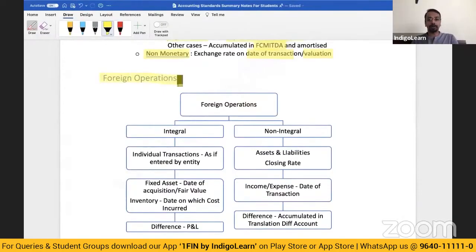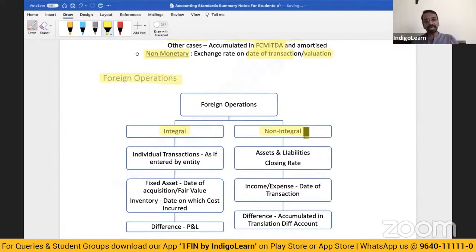we have these foreign operations, which is also covered as a part of your accounting for branches. So I'll just be covering that part which relates to foreign operations. Foreign operations means there is, let's say, an Indian entity, it has an operation outside India. Maybe there is a branch office outside India. Maybe there is a subsidiary outside India. Now, they have been classified into two categories, integral and non-integral.